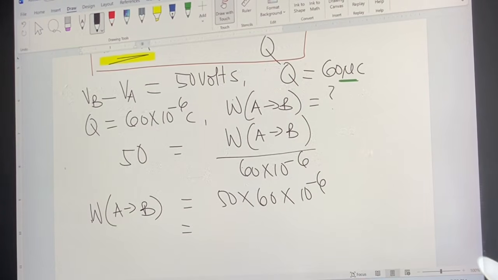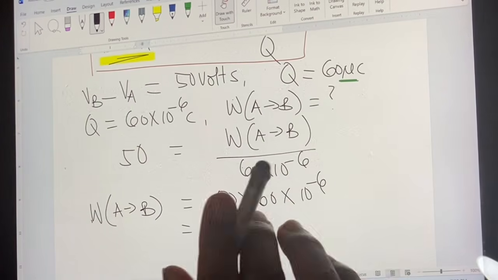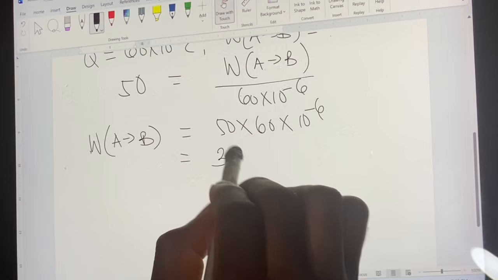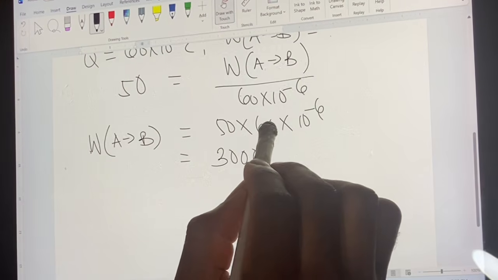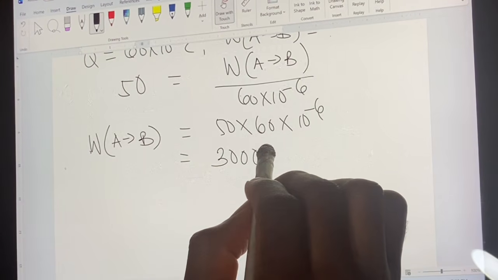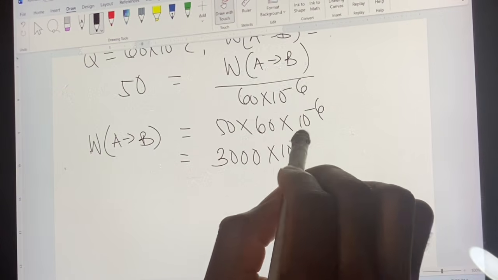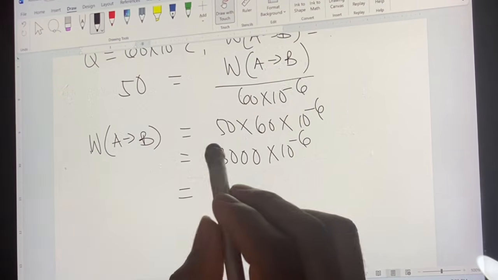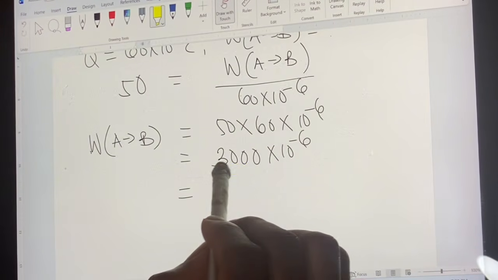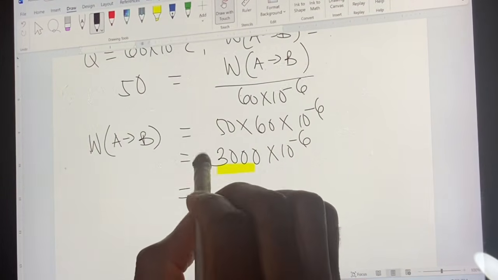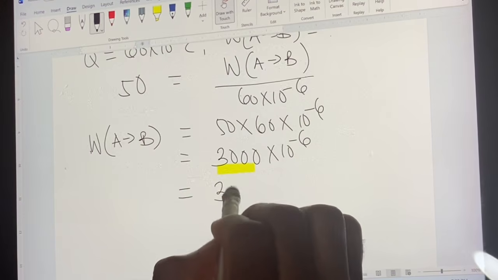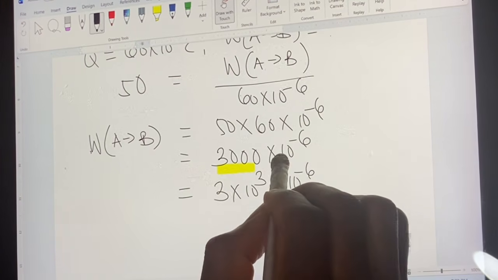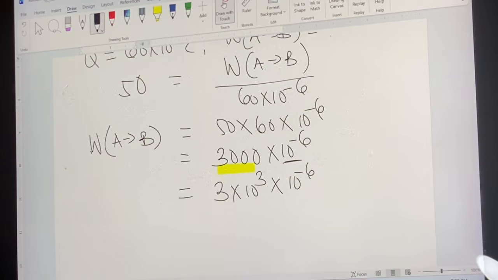When you punch your calculator, we have 3000 times 10 raised to the power minus 6. So let's convert everything to standard form. We'll have this in standard form as 3 times 10 raised to the power 3 times 10 raised to the power minus 6.